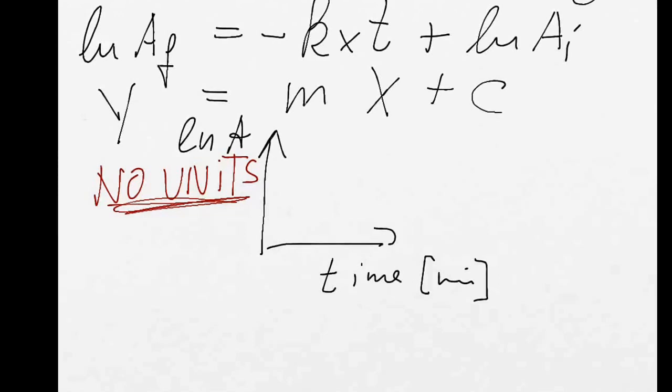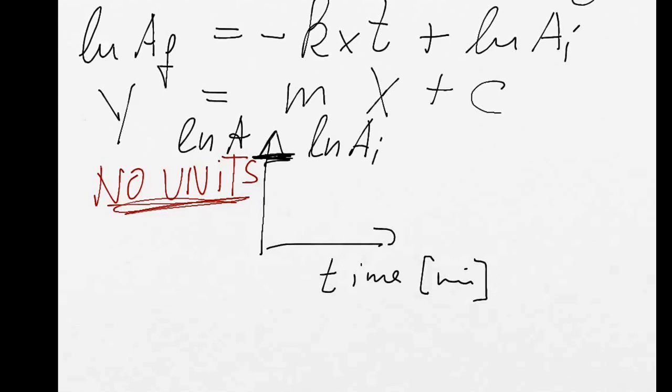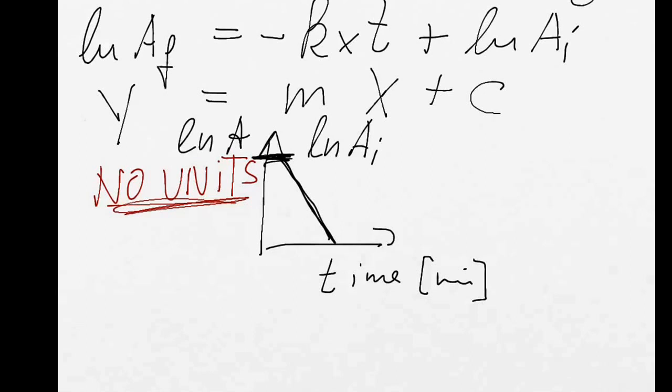What do we get? Well, this point here, that is the y-axis intercept. What is that? ln A initial, exactly. We get a straight line. Can this straight line go into the negative range? Who said yes? Who says no? Interesting.